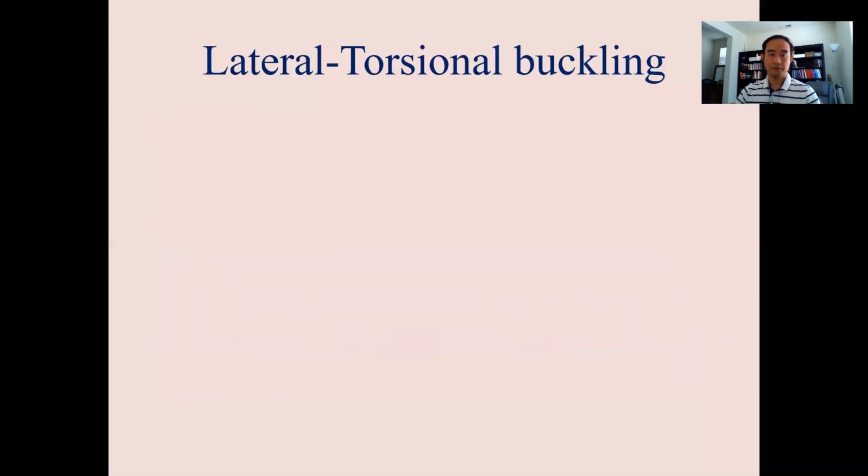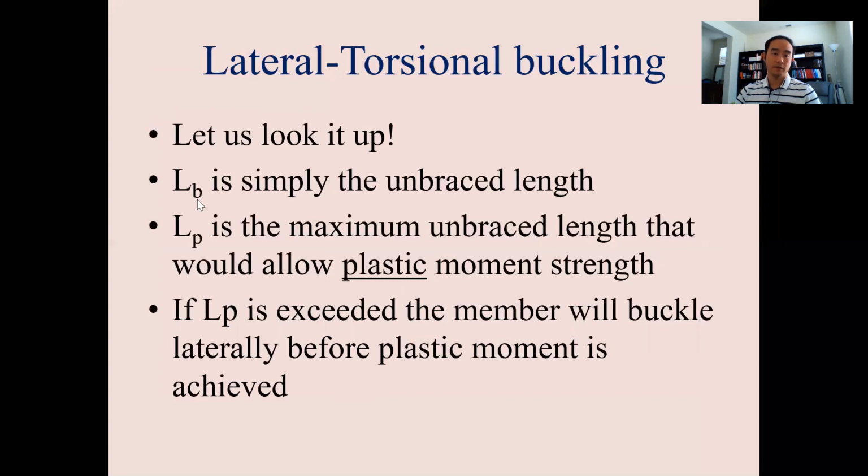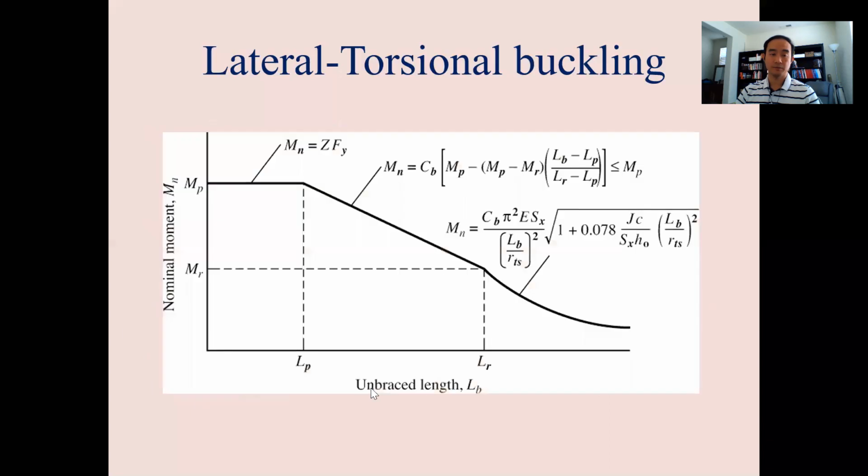Okay, so I talked about L sub P now. L sub B, that's a variable, is simply the unbraced length. L sub P is the maximum unbraced length that would allow the plastic moment strength, which is M sub P. If L sub P is exceeded, the member will buckle laterally before plastic moment is achieved. What it means is that if L sub B is larger than L sub P, then we have to consider the lateral torsional buckling. So we cannot maximize our capacity as M sub P. We have to instead use these equations.